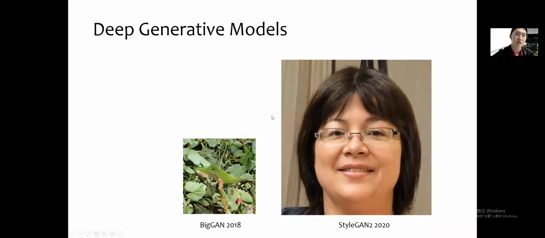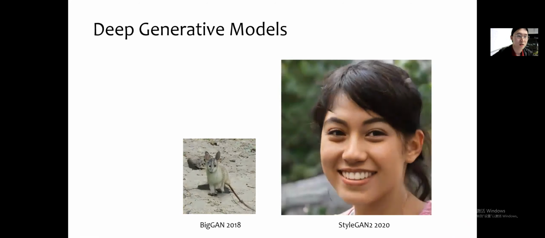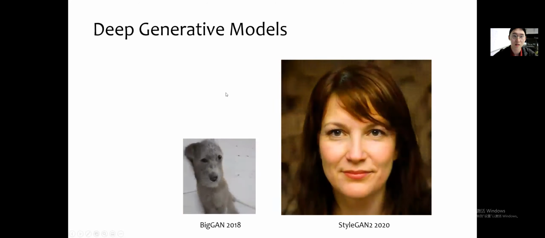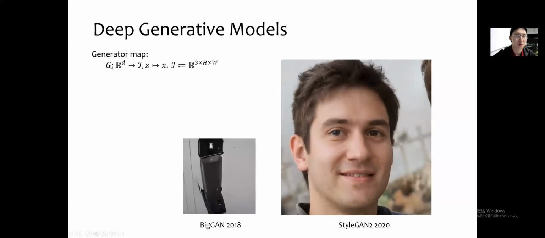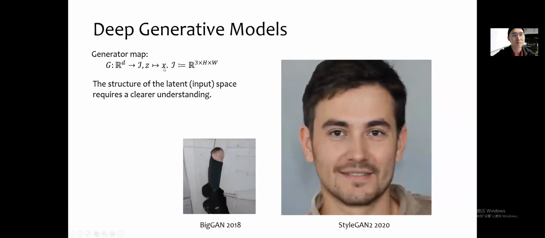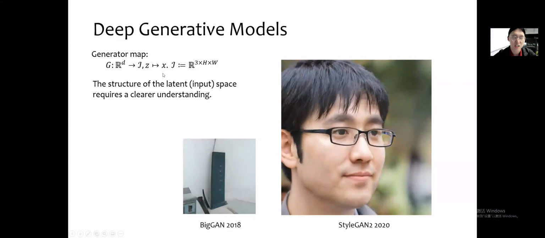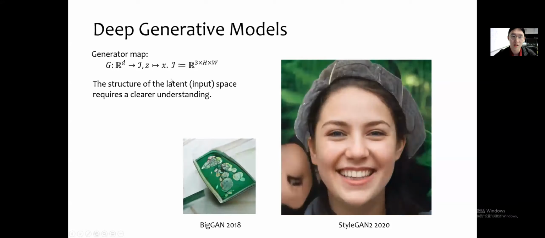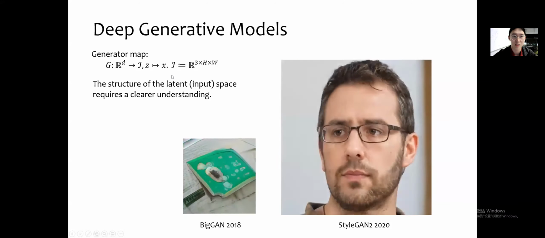To start with, in recent years we have seen great advances in deep generative models. You can see samples from BigGAN and StyleGAN2 from these two years. These models have a generator map, which maps a low-dimensional vector to a high-dimensional image. However, as these models are unsupervised, the structure of their latent space is usually not well understood. So in this work, we want to understand the latent space structure from a geometric perspective.